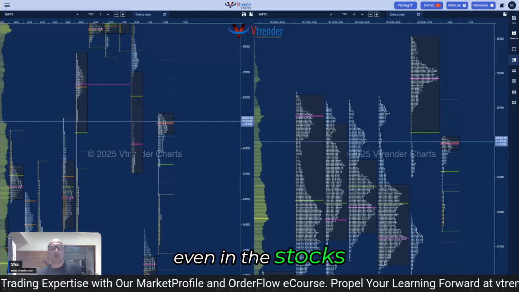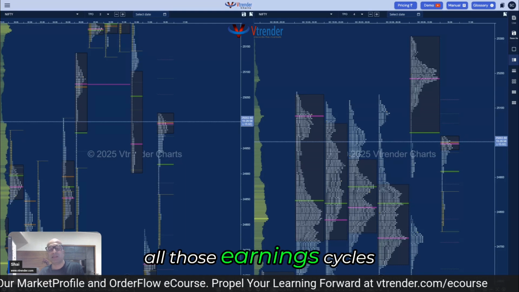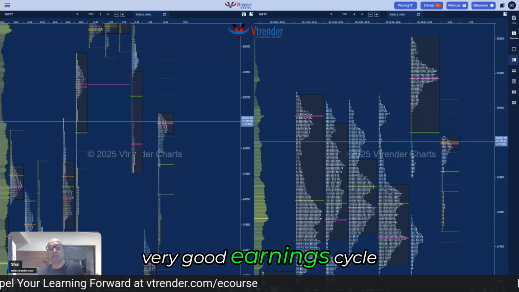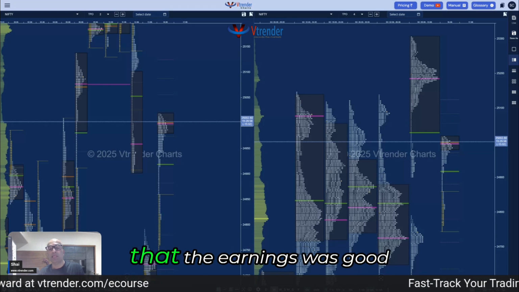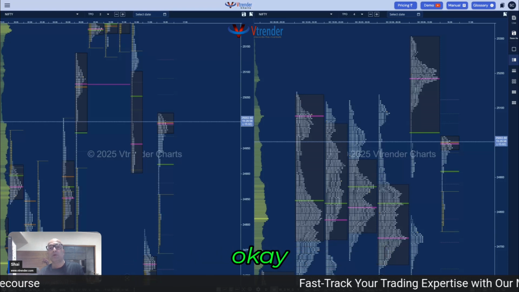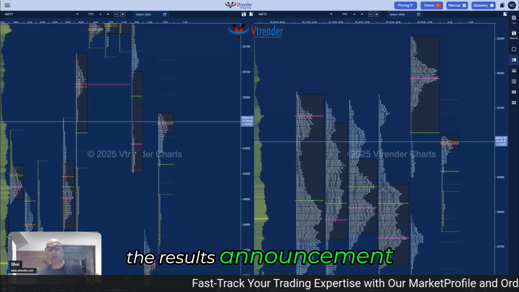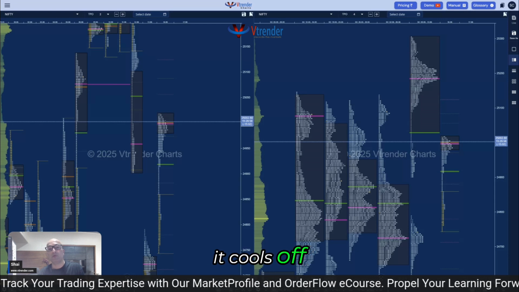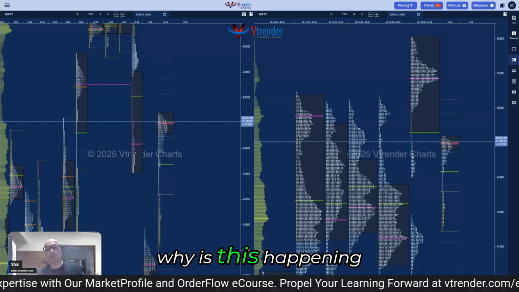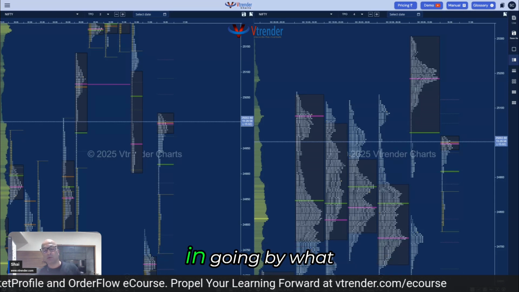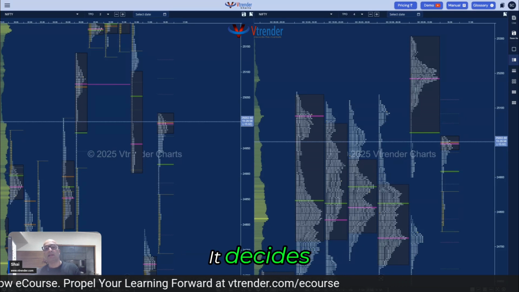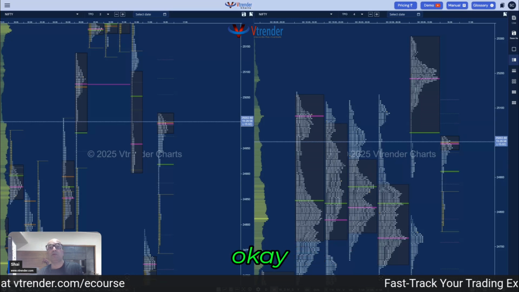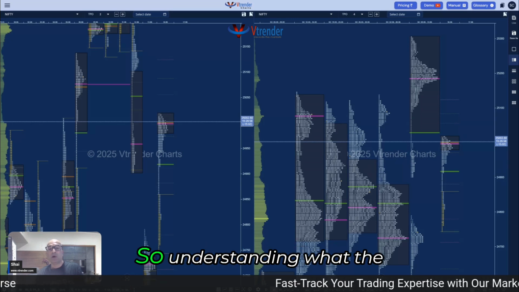Sometimes you see this even in stocks, when you track earning cycles. The stock puts in a very good earnings cycle, but the entire market knew the earnings were good. So it was rallying about 6 days before the results announcement, and on the day of the announcement the stock does not rally at all. In fact, it cools off and there is some booking happening. Why is this happening? Because the market does not believe in going by what it already knows. It decides whether this information is already fully priced in, fully baked in, and whether it should react at all or not.